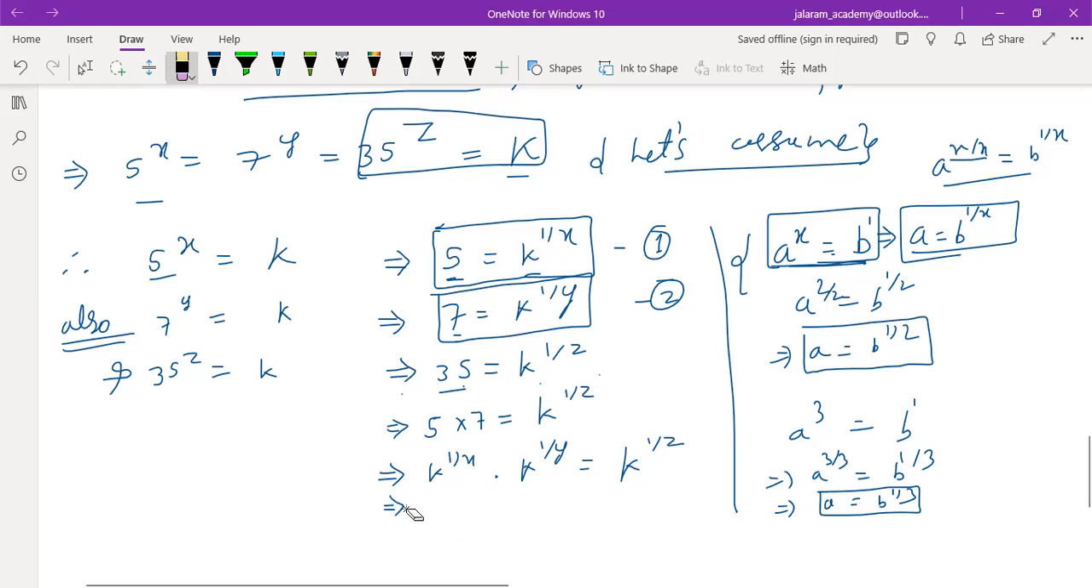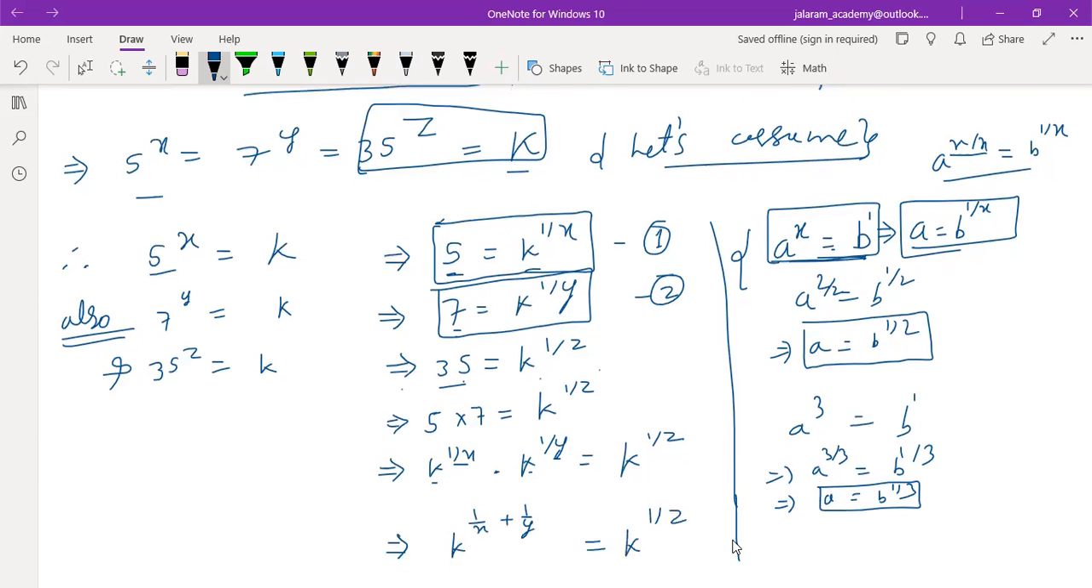And why are you saying that miraculous thing? Maths is not a miracle. We have to solve it stepwise, by using the rule that if bases are same and powers are different, we must add the powers. Power of k is 1 by x, power of k is 1 by y. So k to the power 1 by x plus 1 by y equals k to the power 1 by z.